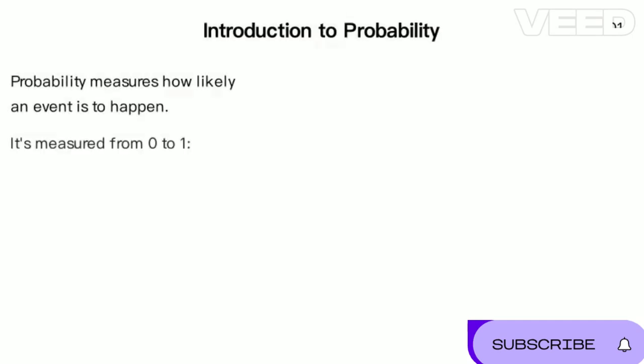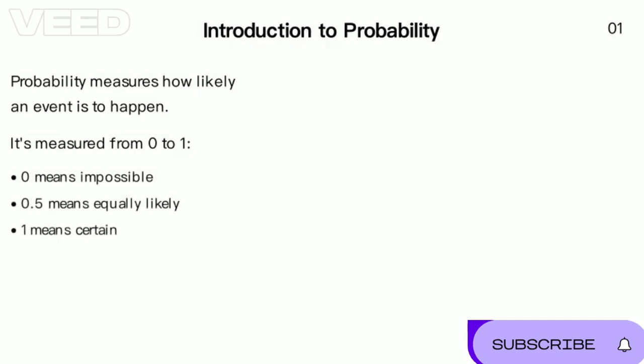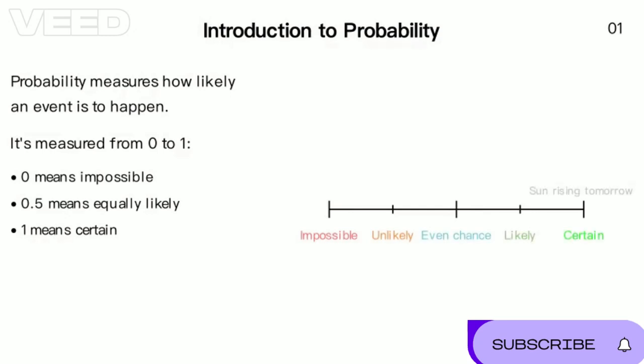Welcome to our introduction to probability. Probability measures how likely an event is to happen. It's expressed as a number between 0 and 1. A probability of 0 means an event is impossible. 0.5 means it's equally likely to happen or not happen. And 1 means it's certain to occur.